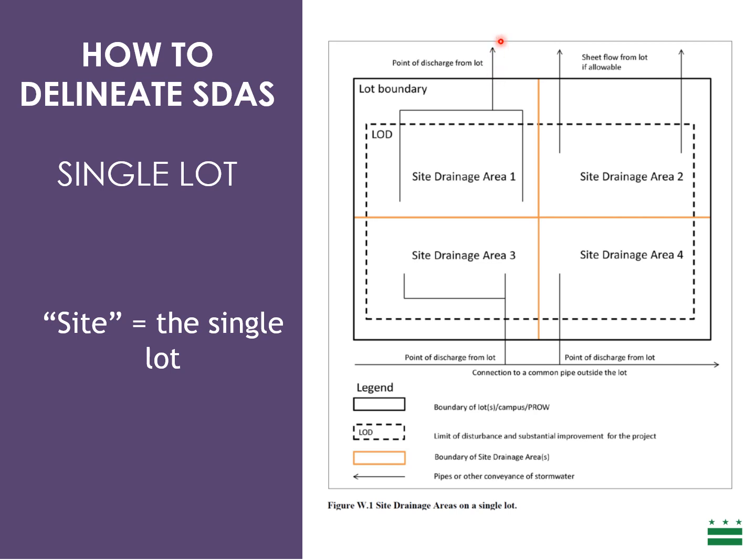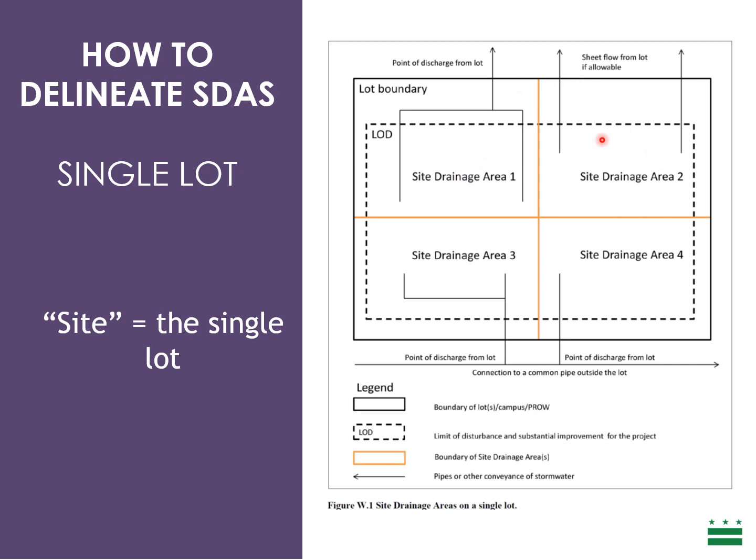and leaves the lot into another lot or public right of way as one pipe. There is a distinct point right here at which the pipe leaves the property. Because the pipes combine before leaving this property, this lot boundary line, it can be considered one site drainage area.